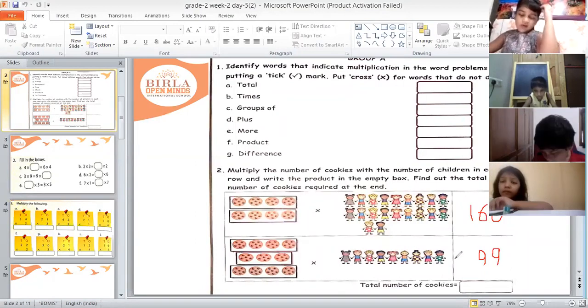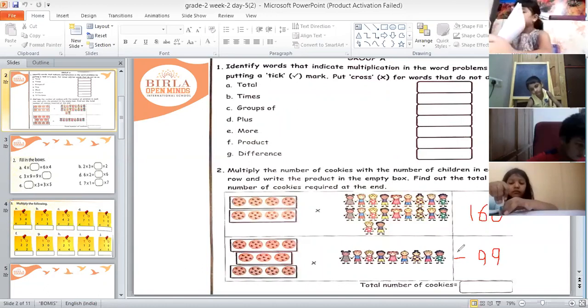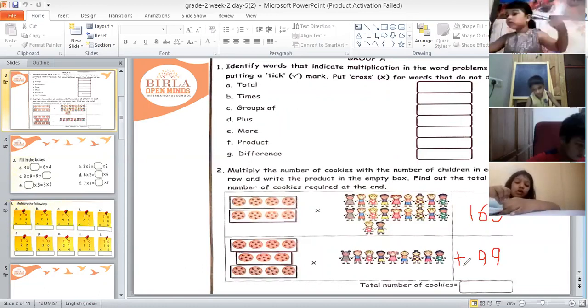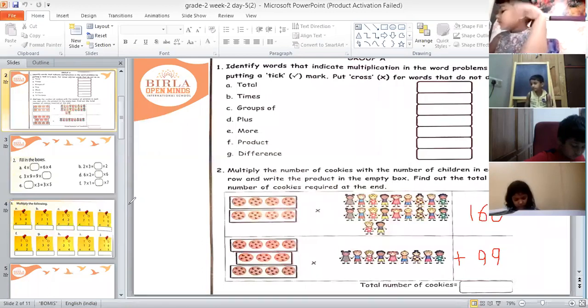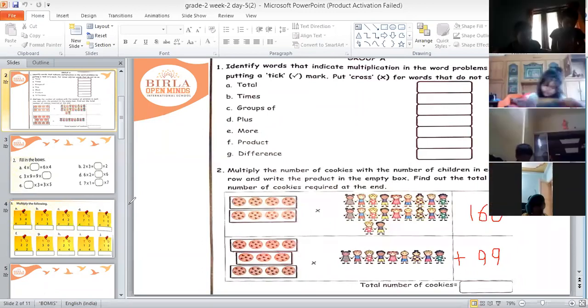Now, what we have to do is, we have to add all these numbers. We have to add 160 and 99 together. Akshaj. Yes, children, now we have to add 160 and 99. Kartika Nalla, you tell me 0 plus 9, how much? If you are adding 0 with any number, tell me 0 plus 9, how much? What you will get?